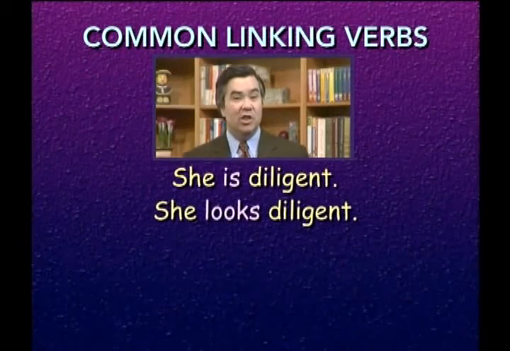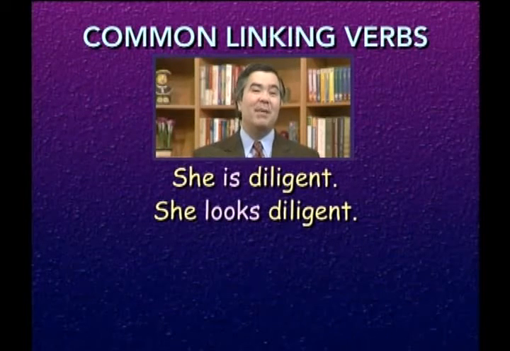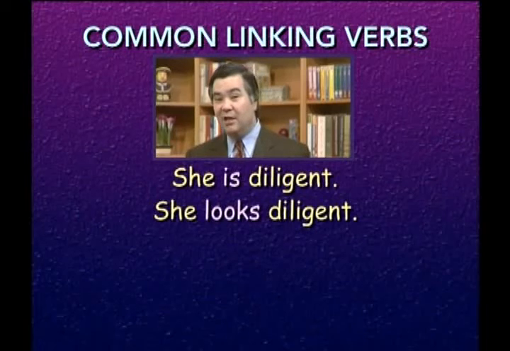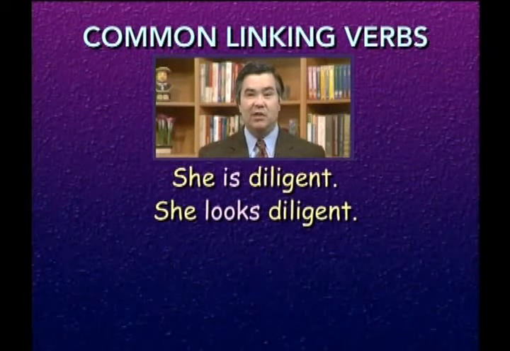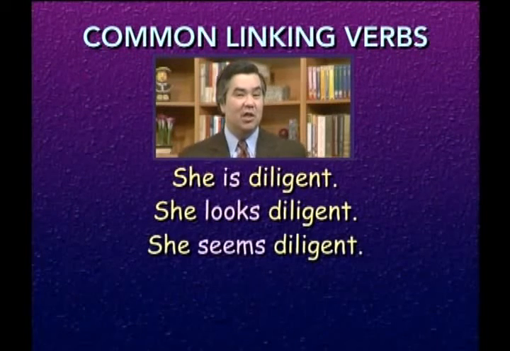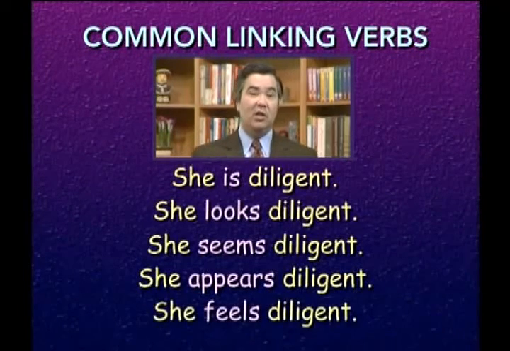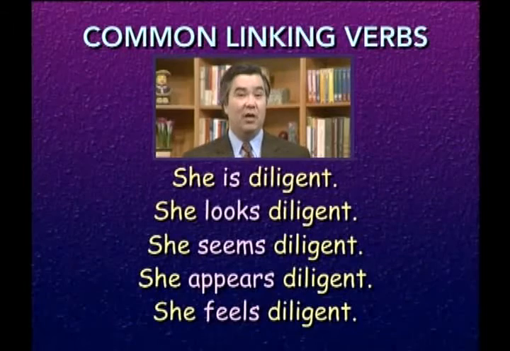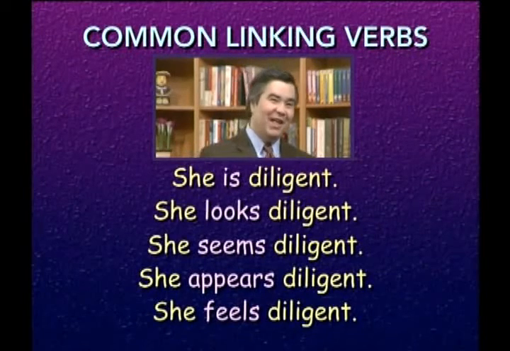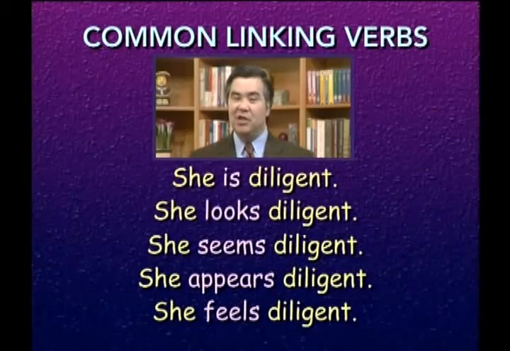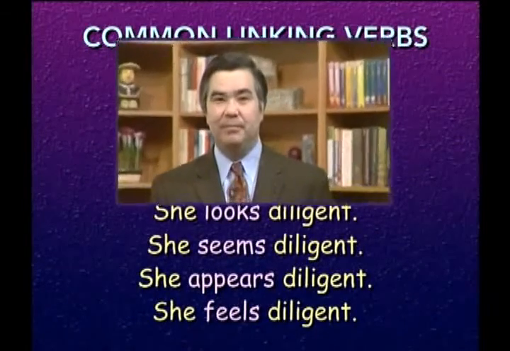She looks diligent. That's really saying something about what she is, rather than what she does. So looks is a linking verb, and diligent, the adjective, is correct. She seems diligent. She appears diligent. She feels diligent. All of these are linking verbs. They're all describing something that she is rather than something that she does. And therefore, the adjective diligent is correctly used.